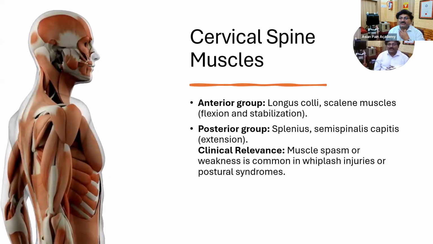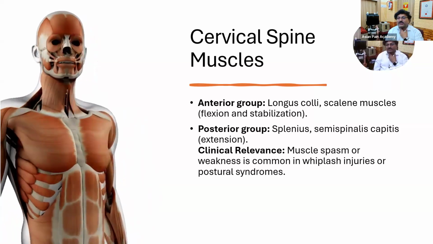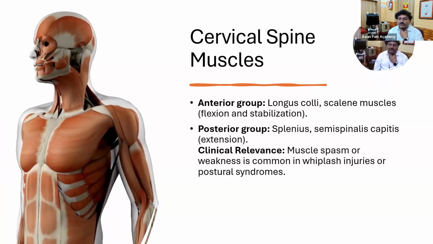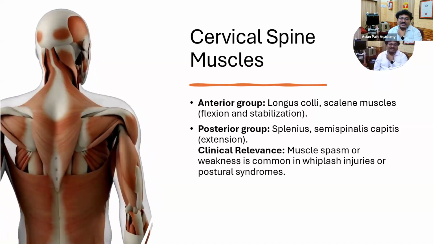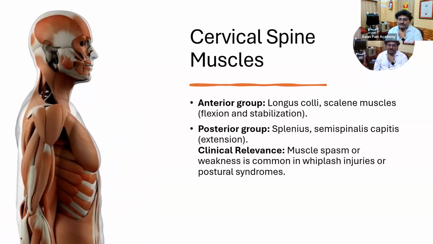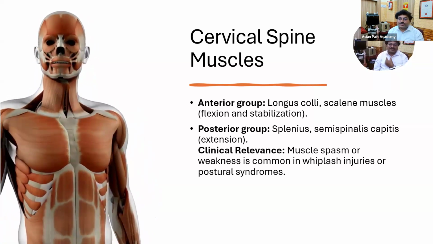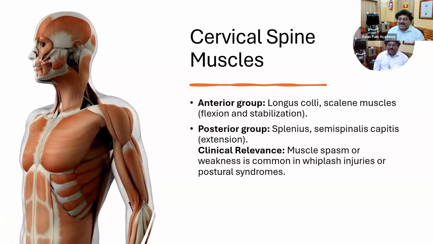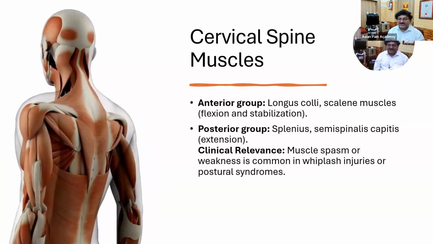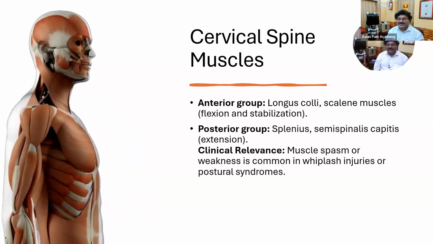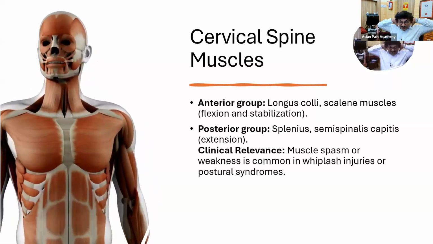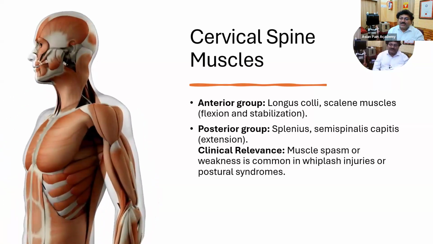If you look at the anterior side, we have the longus colli, which is very close to the vertebral body and the transverse processes. We have the scalene muscles, just slightly posterior to this longus colli and in the sides also. These are important for the flexion and stabilization. In the posterior group of muscles, we have the splenius capitis, which remains like a splint like this. I will show in a while.